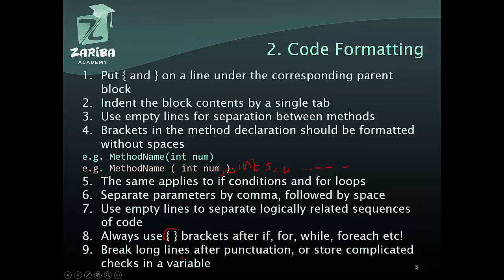Okay, break long lines after punctuation or store complicated checks in a variable. So this is something that we've seen. If you have like a long LINQ query, then I always put each query on a new line. So if you have something like order by, then by, select, reverse, to list, and so on, all of these will be easier to read if they're on new lines. Otherwise, it'll be a single very long line that no one wants to read, right?